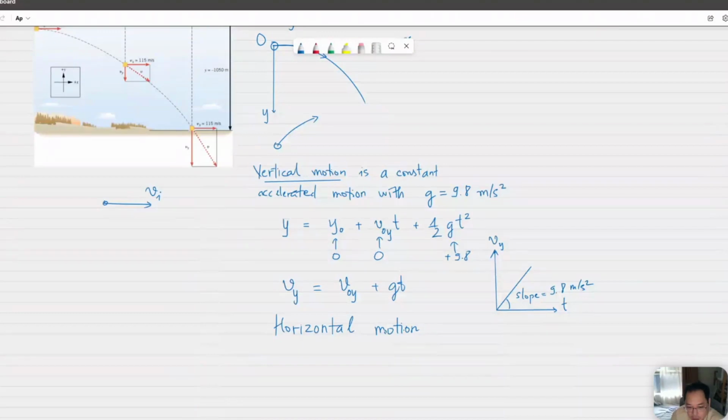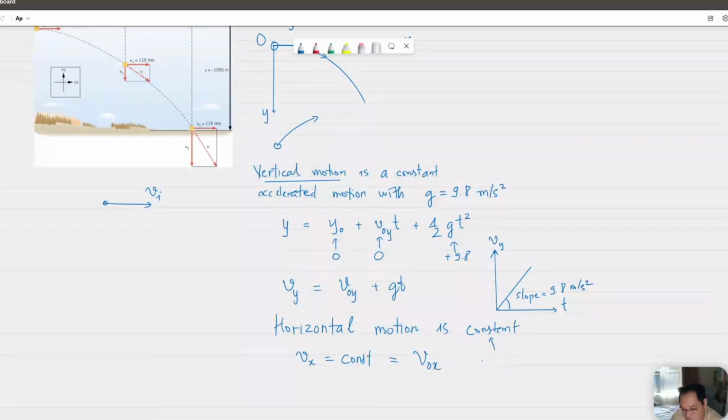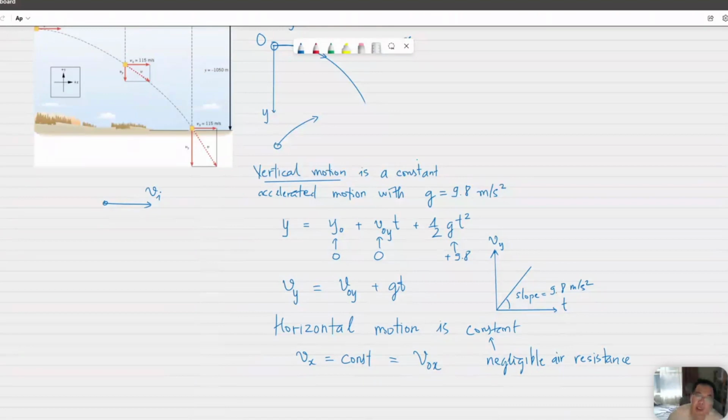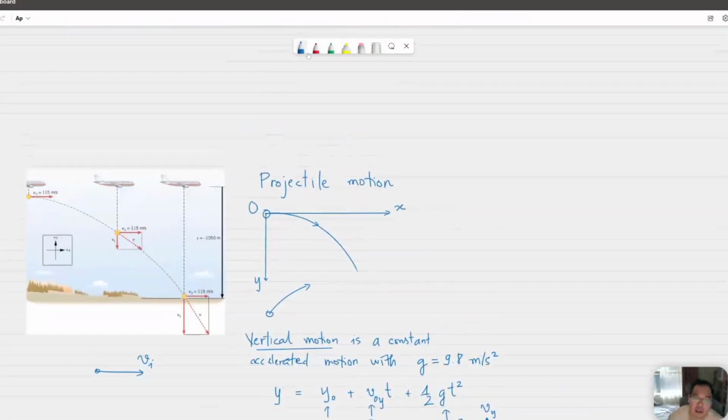Horizontal motion is constant, meaning the velocity Vx is constant, which is equal to the initial horizontal velocity. The reason it is constant is because for this projectile motion, and only within the limit of our syllabus, we ignore the air resistance, so air resistance is negligible. It means that there is no horizontal force. The only force acting on this projectile is gravity.